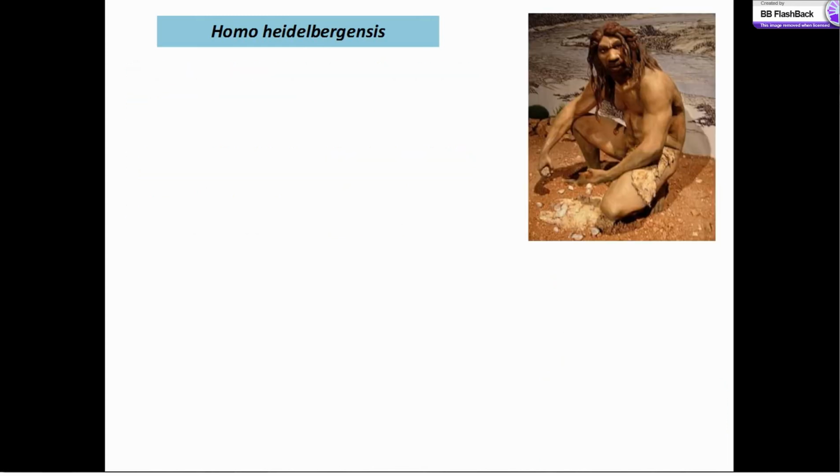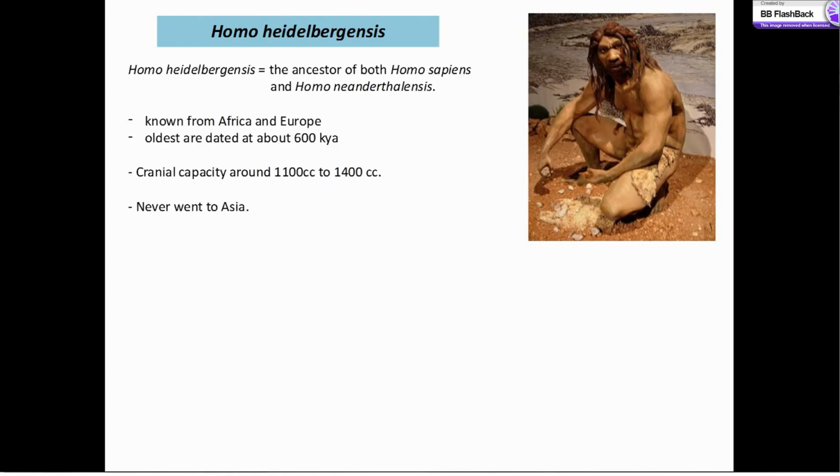Well, at any rate, Homo heidelbergensis. This is our next one. So we've been going Homo habilis, Homo erectus / ergaster, and Homo heidelbergensis is our next one. Homo heidelbergensis is important for you to know because it's the ancestor of our species. It's also the ancestor of Homo neanderthalensis, the Neanderthals, who are a sister species to Homo sapiens. Or at least that's the way I'm going to teach it.